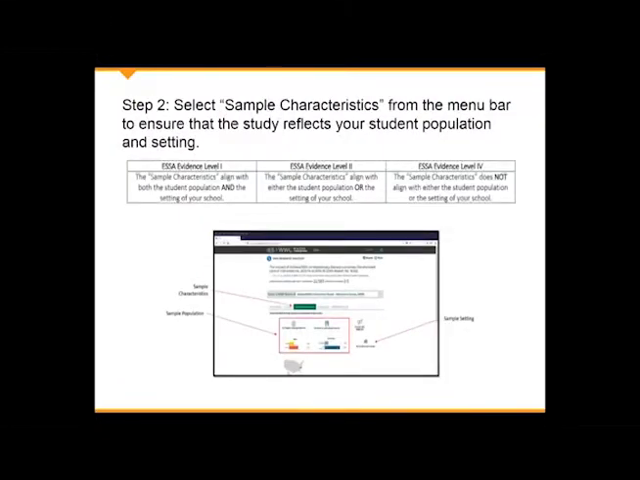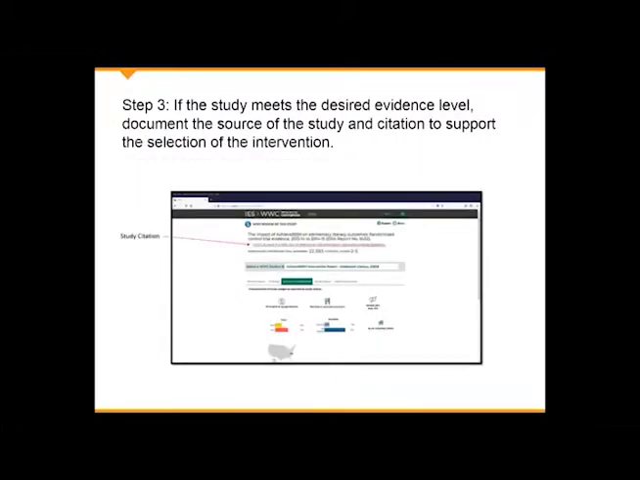Step 2, you'll select sample characteristics from the menu bar to ensure that the study reflects your student population and setting. Step 3, if the study meets the desired evidence level, document the source of the study and citation to support the selection of the intervention.